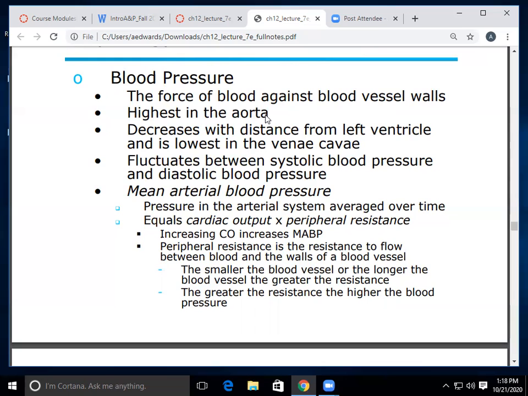Now, what we call mean arterial blood pressure. Okay, if you've worked in hospitals or clinics when they're doing blood tests, you may have seen this term. So it's an average over time of your pressure across your arterial network. Okay. And how you calculate it is you multiply cardiac output, how much or a volume of blood that's being pumped out in a minute, times what we call peripheral resistance. And peripheral resistance just means the resistance to blood flow between the blood and the walls of that blood vessel. Okay. So how much resistance is there to blood flow?